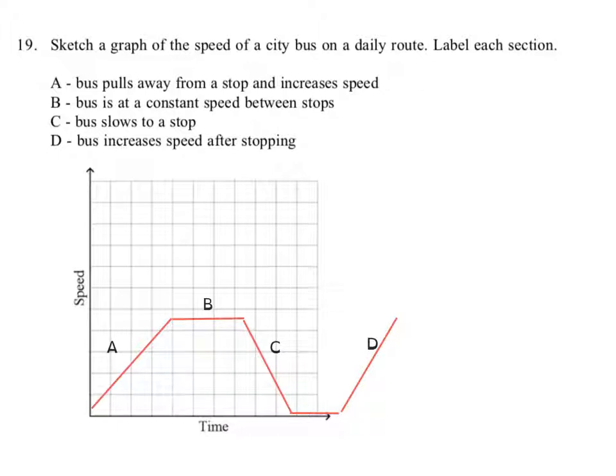So they didn't ask us to label that part, so we don't have a letter on it, but let's trace it out. From a stop, you increase, you are traveling at a consistent speed, you slow to a stop, the speed comes all the way back down to 0, you're at 0 for a little while, and then you increase your speed. That at 0 for a little while was the point where you were loading and unloading passengers, and then you increase again after stopping. So that's what your sketch should look like. You should get good at this.